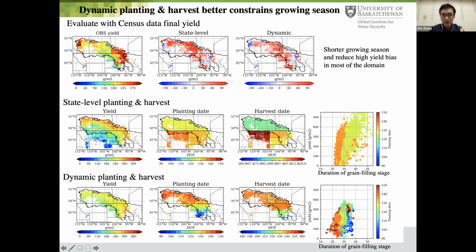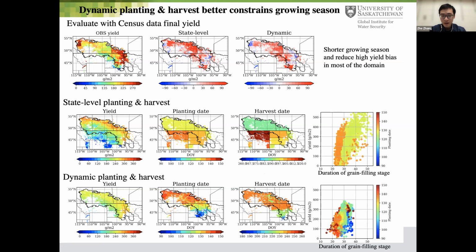While the dynamic planting and harvesting shows a shorter growing season and then reduced high yield biases in most of the domain. And what is contributing to this high yield bias in the state level, as we can separate them and we see, is usually that we scatter the duration of grain filling stages on the x-axis and then the y-axis the final yield. And we see there's a clear almost linear relationship: the longer the growing season, the higher the yield it will contribute to.